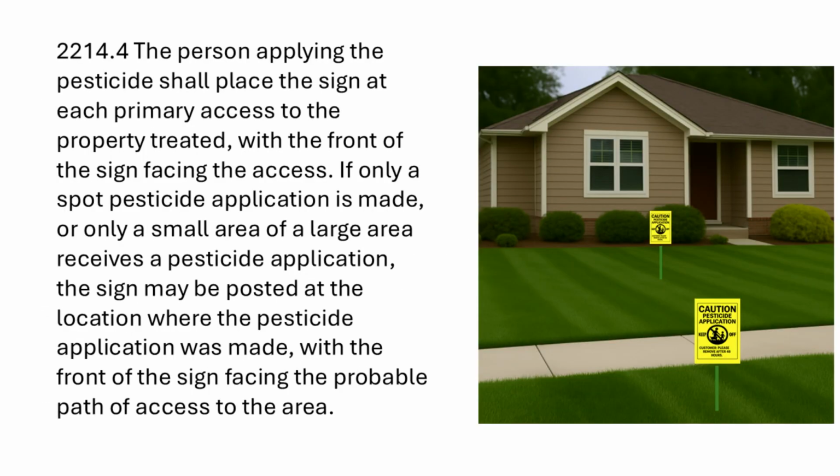2214.4. The person applying the pesticide shall place the sign at each primary access to the property treated, with the front of the sign facing the access. If only a spot pesticide application is made, or only a small area of a large area receives a pesticide application, the sign may be posted at the location where the pesticide application was made, with the front of the sign facing the probable path of access to the area.